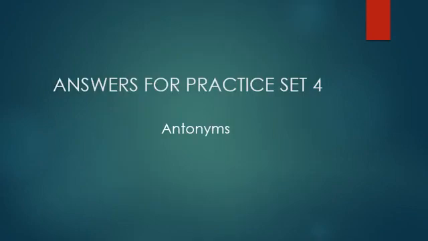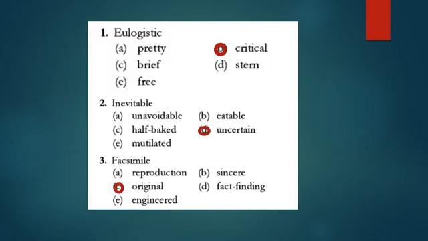Let us see the answers for practice set number 4 on antonyms. Eulogistic. So eulogy, you're familiar with that. Praise. Now here, that contains praise, that's eulogistic. Now critical would be the opposite word of that. Inevitable, unavoidable, or certain to happen. So uncertain will be the opposite word of inevitable.